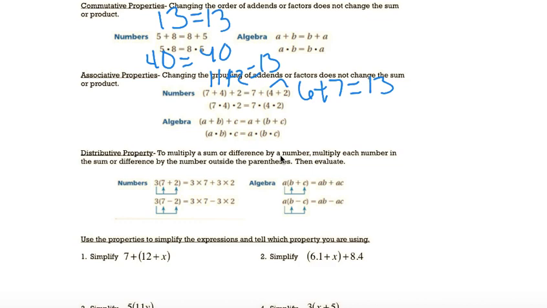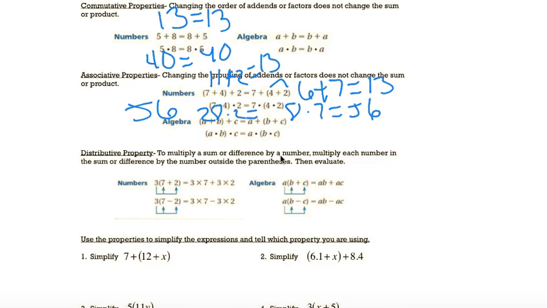And if I do it with multiplication, like on the example below it, 7 times 4 is 28, times 2 gives me a total of 56. If I do the other side, and I do what's in the parentheses, 4 times 2, which is 8, and 8 times 7 is also 56. Sorry about my messy writing.